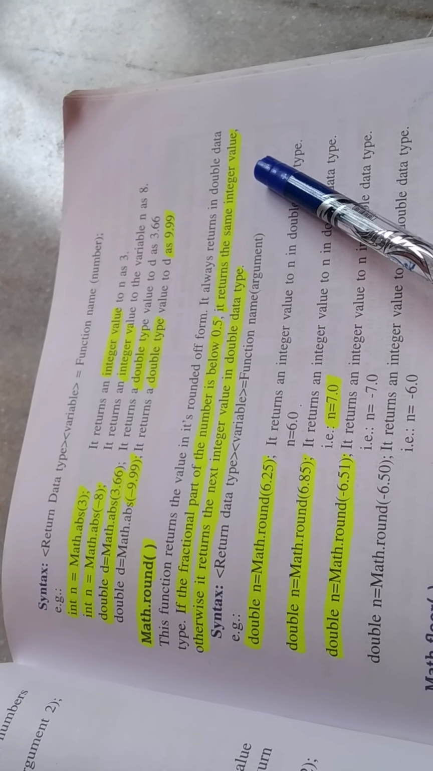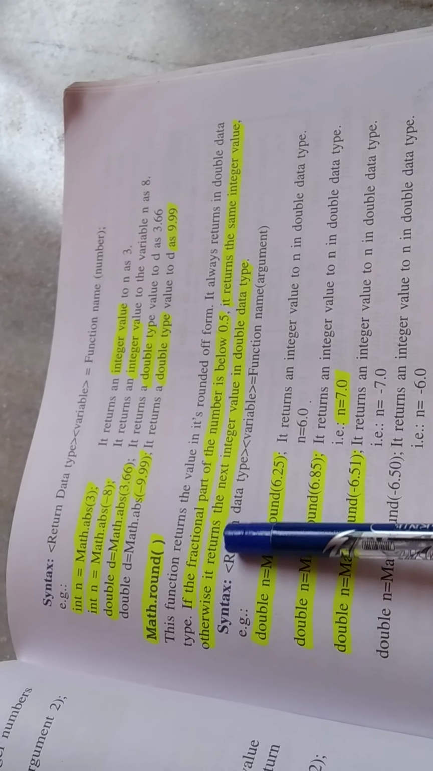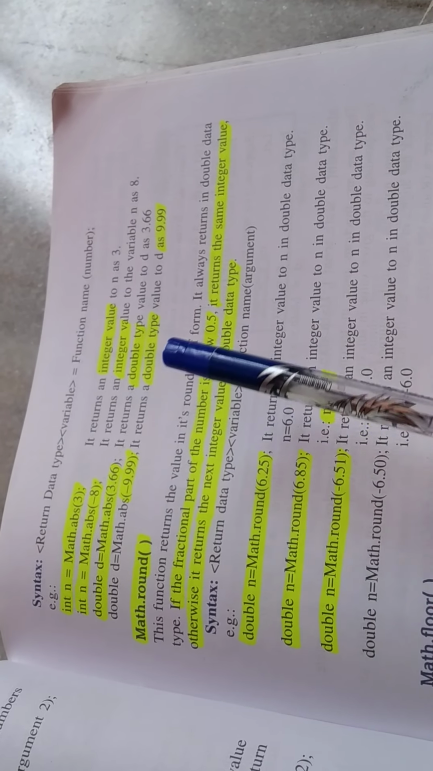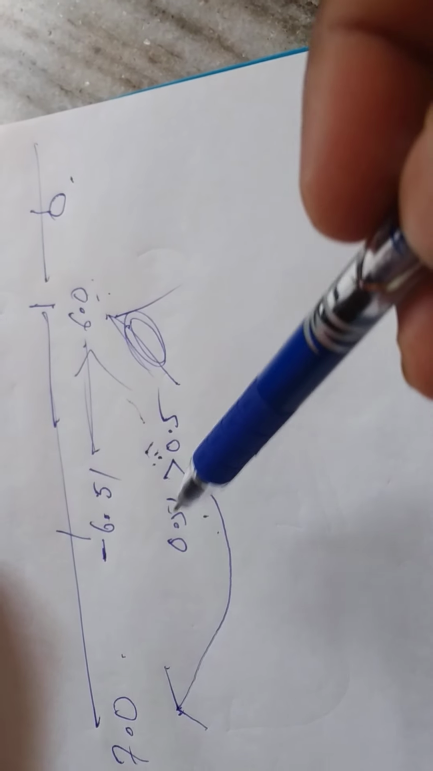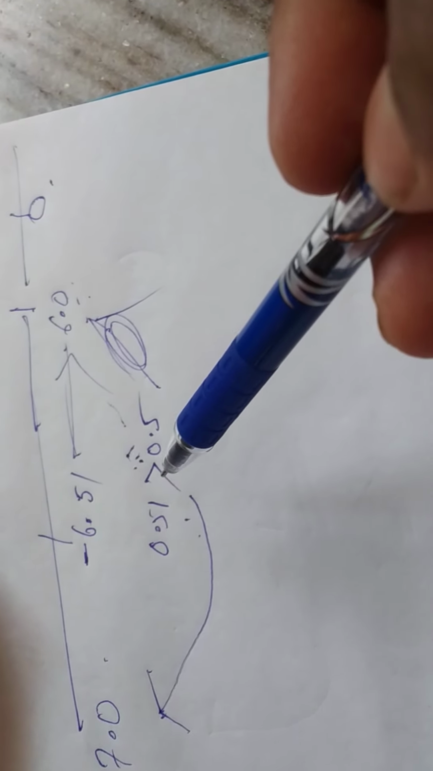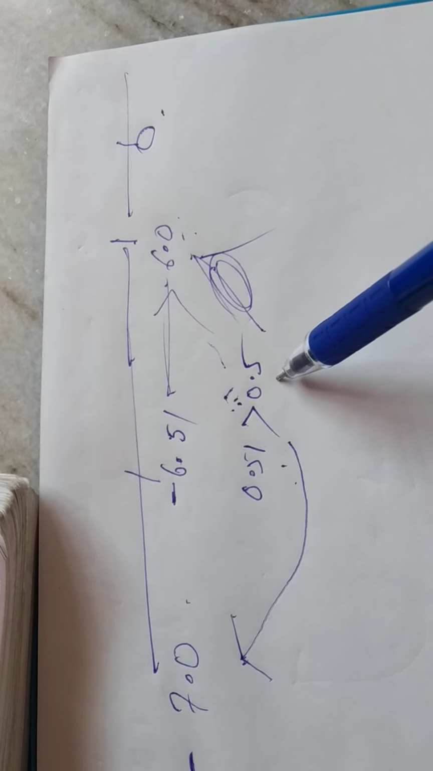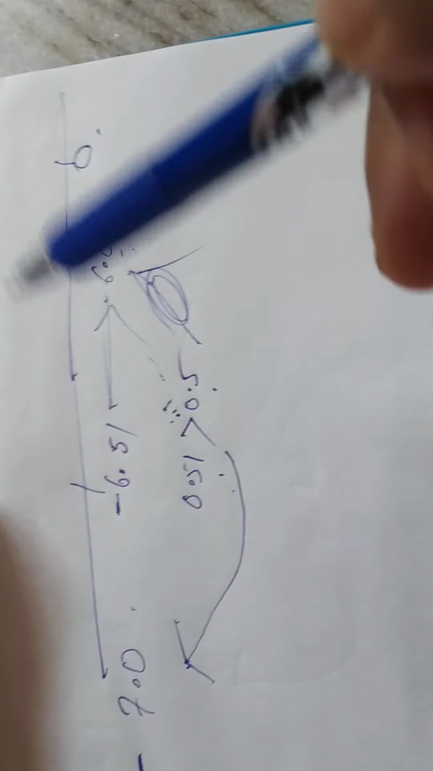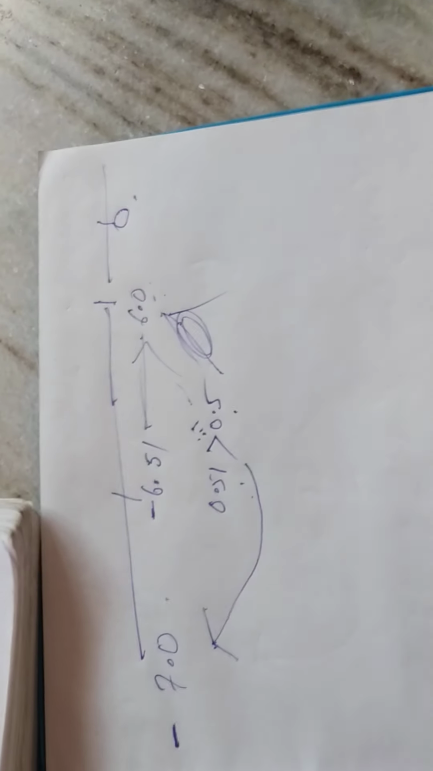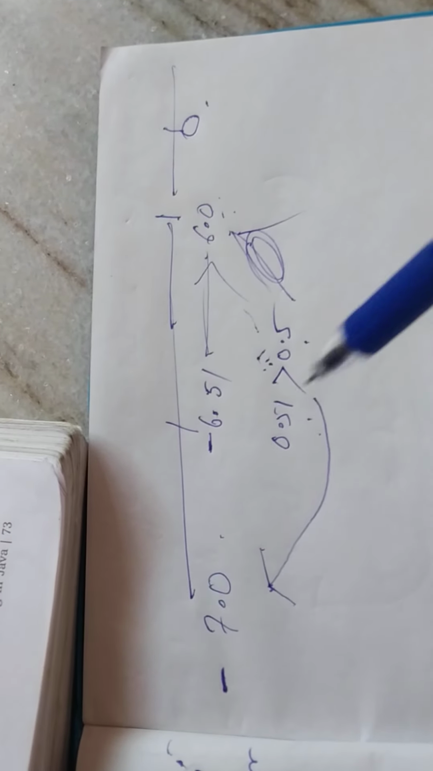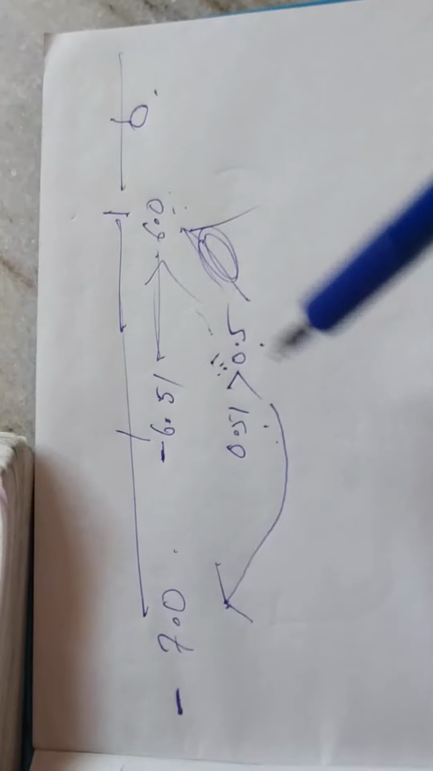Math.round: if the fractional part is below 0.5, it will return the same value. Otherwise it will return the next integer below. So see here, our 0.51 is below. Is it below 0.5? No, it is not below. So that's why it is the reverse. As I said, as this is negative, it will do the reverse of the positive one. So here it will print minus 7.0. Clear?